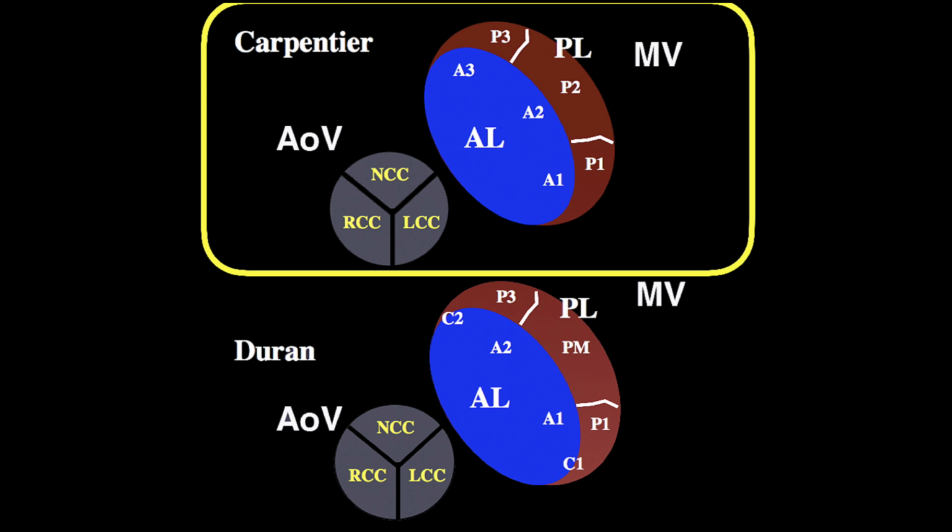In the Durand nomenclature, the posterior leaflet is listed as P1 and P3, but the middle scallop is listed as the middle scallop. The anterior leaflet is essentially divided into two, A1 and A2. The A1 is the more anterolateral, and the A2 is the more posteromedial. The Durand nomenclature also identifies commissural tissues and leaflets or scallops that may be apparent.